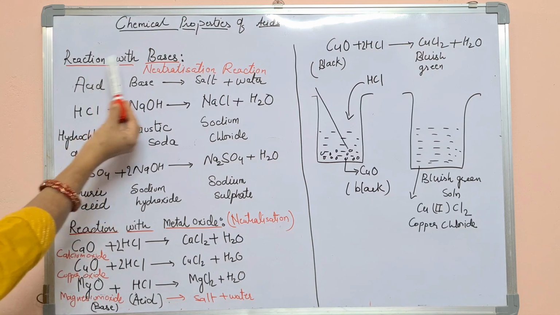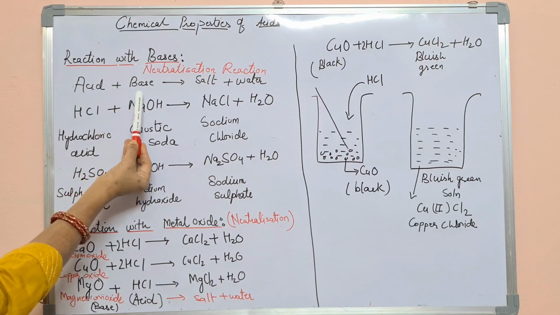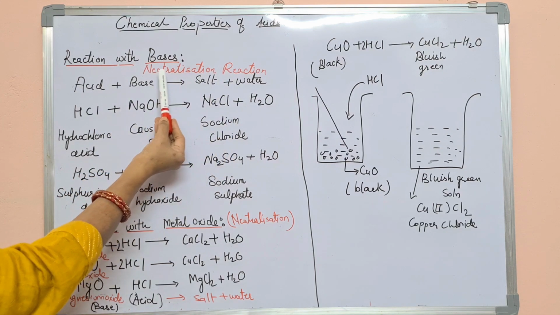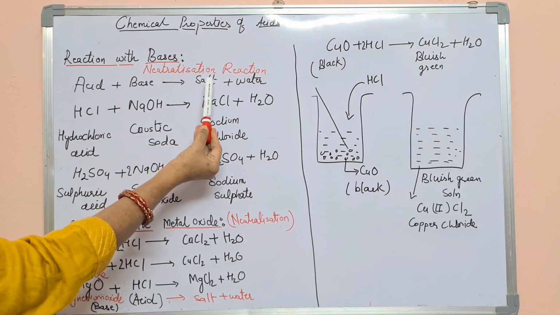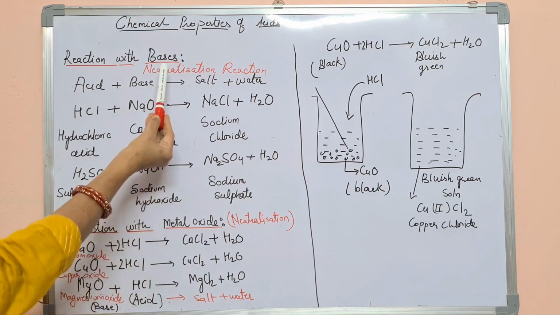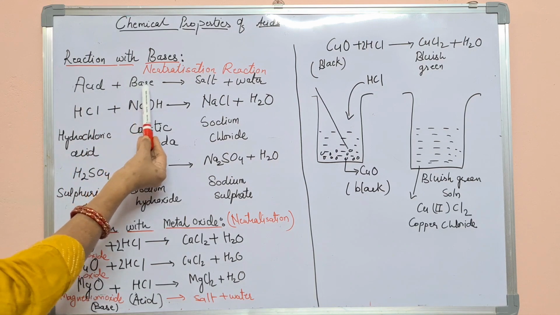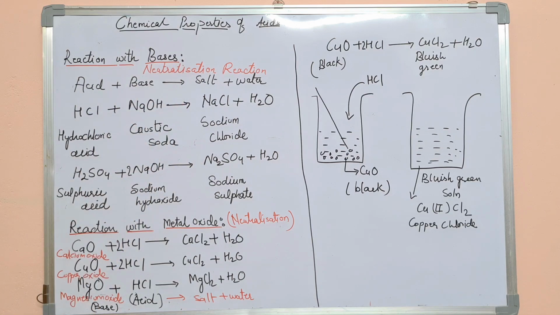So reaction with the bases, that obviously is the reaction of acid with base to form salt and water. This reaction is known as neutralization reaction. This is the repetition. Actually we have studied the neutralization reaction in the first chapter with the different types of chemical reaction. So acid reacts with base to form salt and water. This is called neutralization reaction.